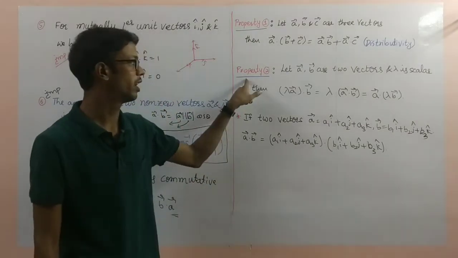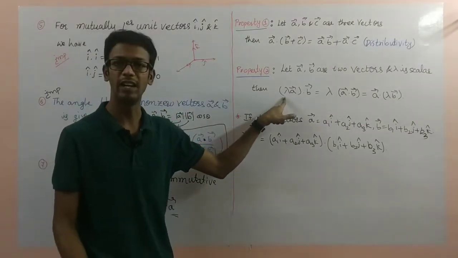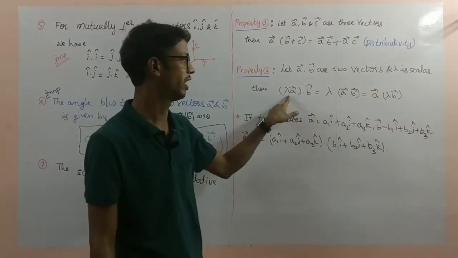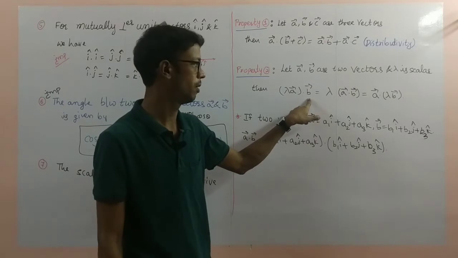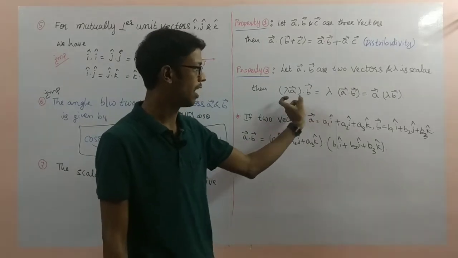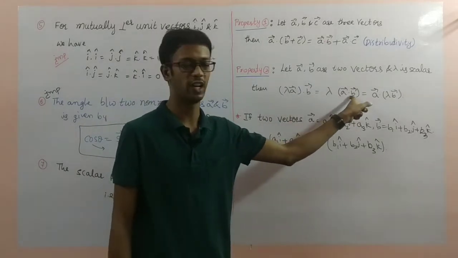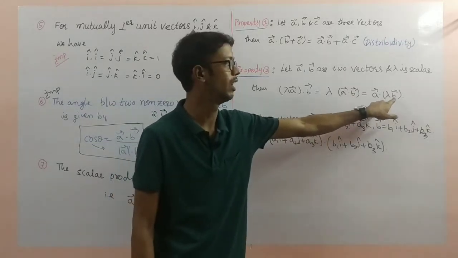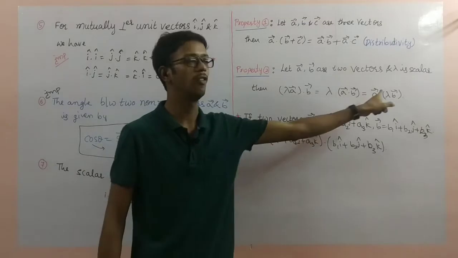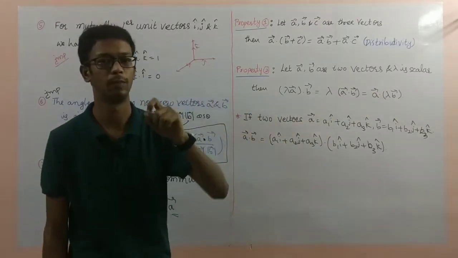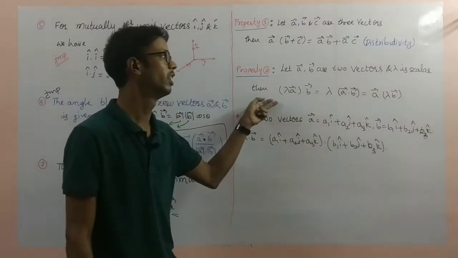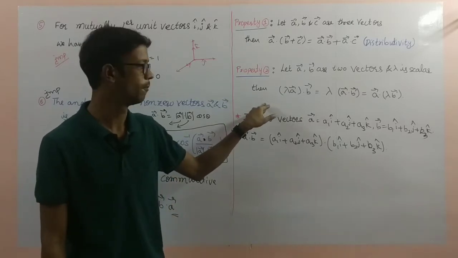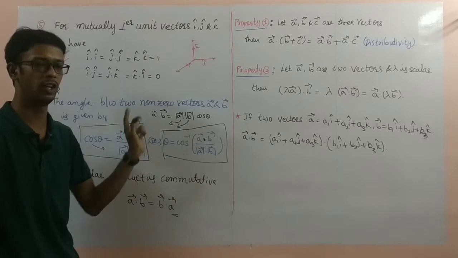Next, property number two. Lambda is a scalar. A bar and B bar are two vectors. So we can write lambda A bar dot B bar equal to lambda of these two dot product. Otherwise, A bar dot lambda B bar, also we can write. These total results should be the same. So that's why this is property number 2. We won't use this property much, but these concepts are very important.